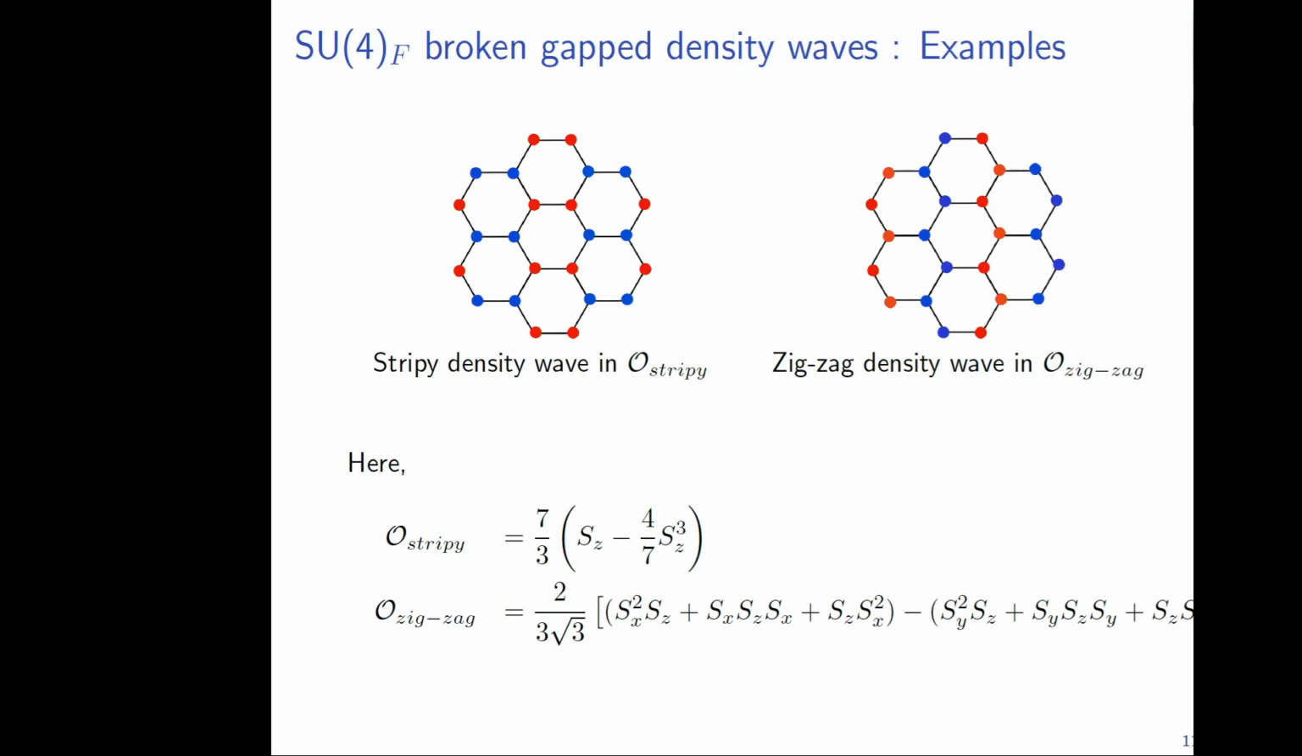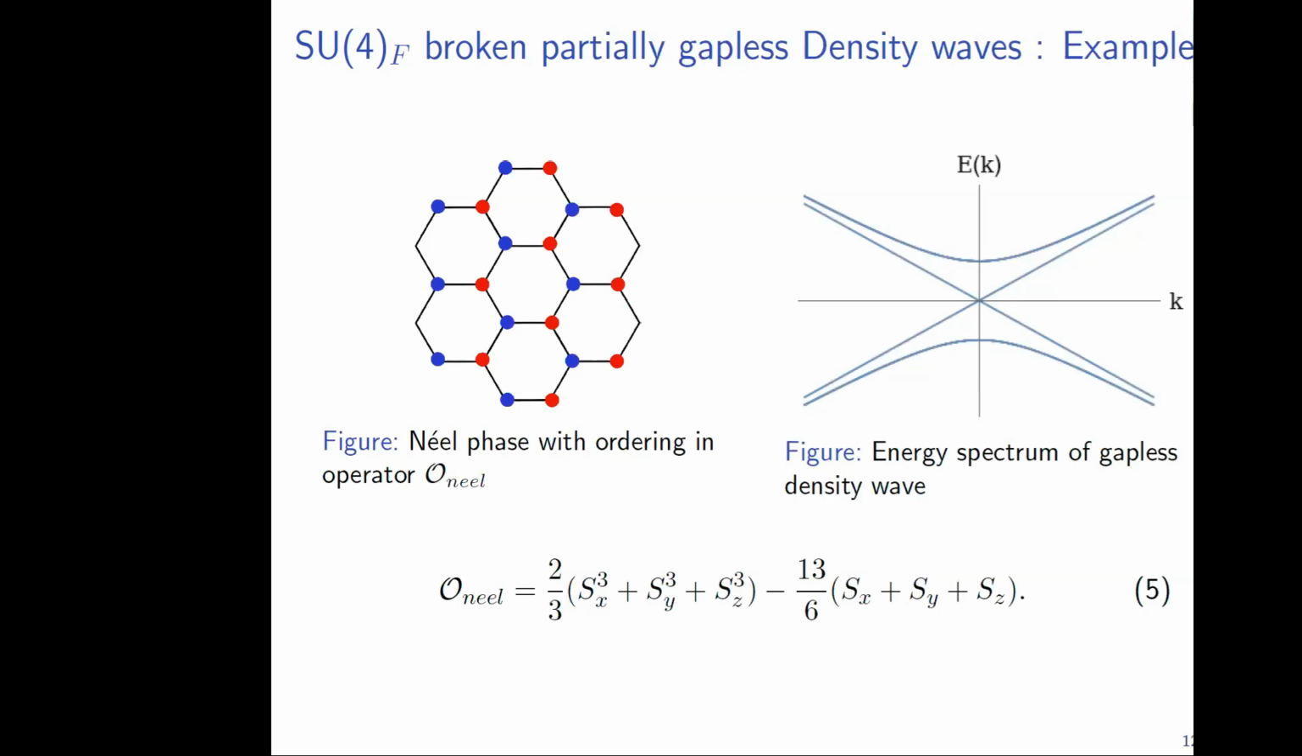And then there are some gapless density waves as well. So basically, let's say you consider this density wave, which has different charges on the different sublattices, and you give an expectation value of this operator at each site with opposite signs. It'll generate this kind of spectrum where some of the modes are gapped and some of the modes are gapless. So you can have density waves of this kind as well, which have a partially gapless spectrum. So that I think covers almost all the phases.